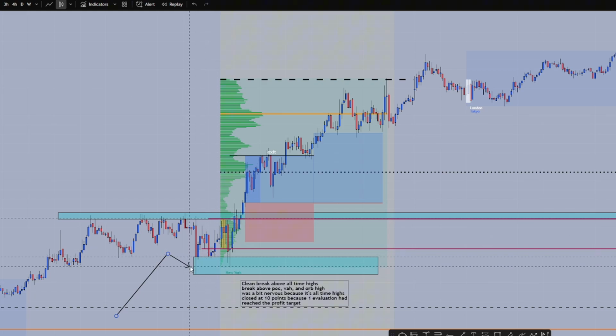This zone is based off the wicks from this here, all this madness. And then of course you can see this zone is from all these tops where price just failed to break. So, all right, let's read the notes. Clean break above all-time highs, break above point of control, value area high, and ORB high. Was a bit nervous because it's all-time highs. Closed at 10 points because one evaluation reached the profit target.